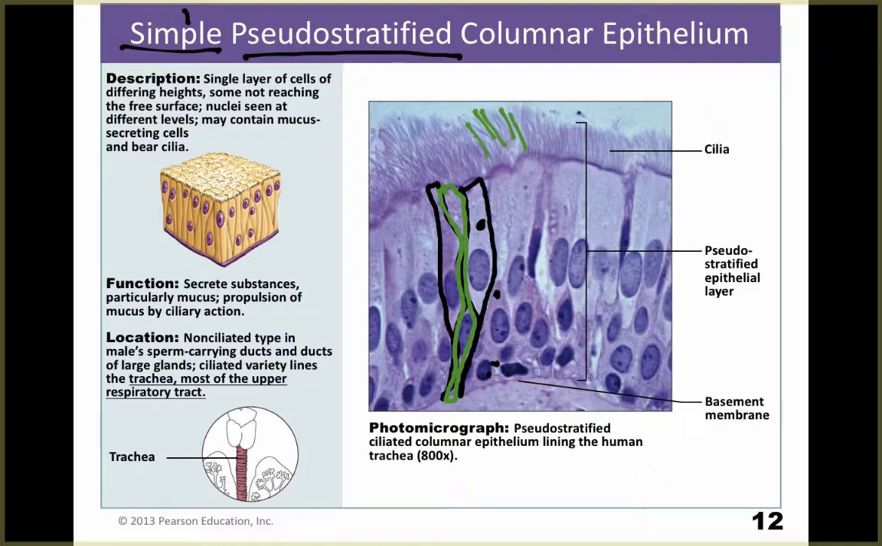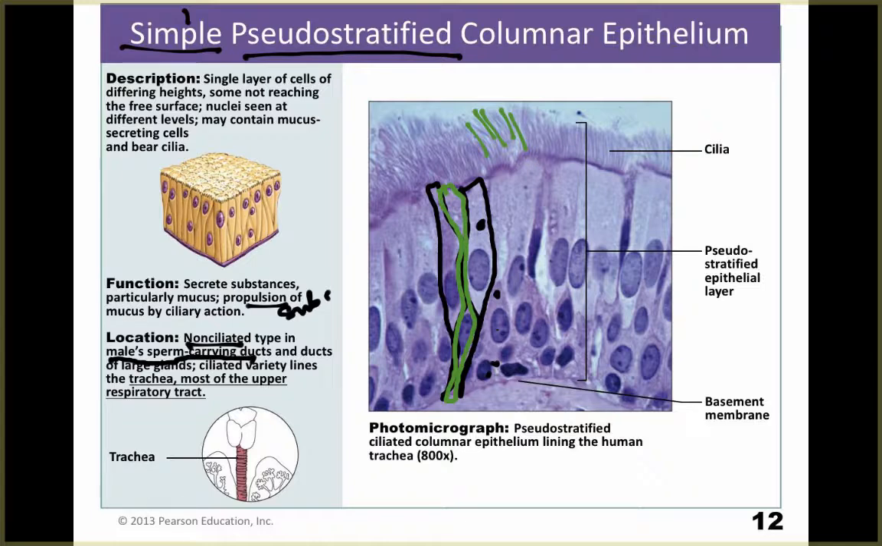So you can find them, and they're important for secreting substances, right? Particularly mucus, and they help to move mucus by ciliary action again. Also, instead of just moving mucus, they can move general substances too, right? So non-ciliary ones can conduct sperm, right, through ducts.